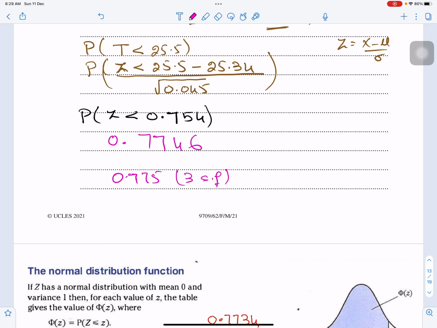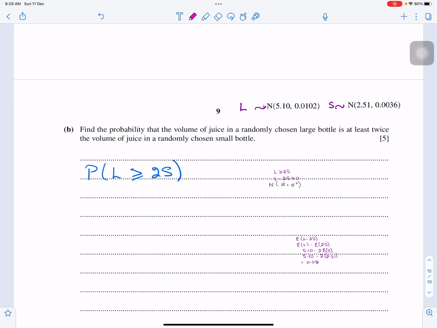So let's see the second part of the question. Now the second part of the question is about finding the probability that the volume of juice in a randomly chosen large bottle, so one bottle, is at least twice the volume of juice in a randomly chosen small bottle. In statistical notation, this is what you have to calculate. I have written the whole description here, which is up there. When we talk about at least, it means greater than or equal to. So this is the meaning of the question.